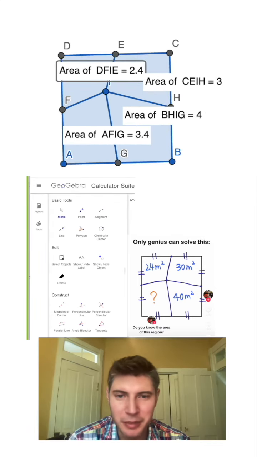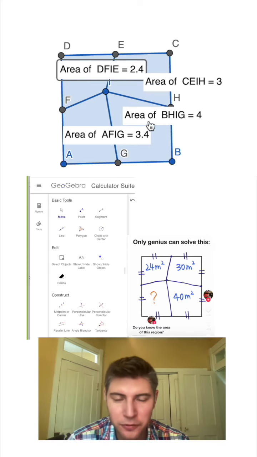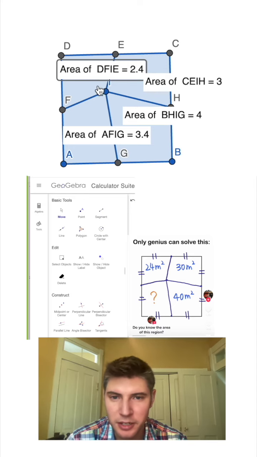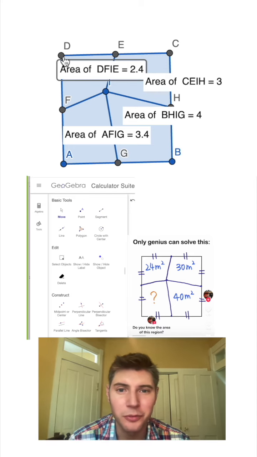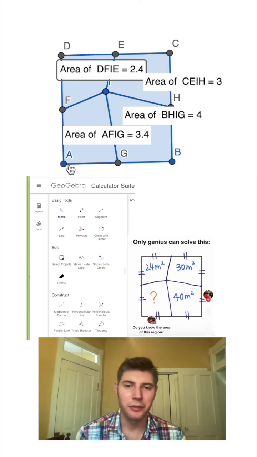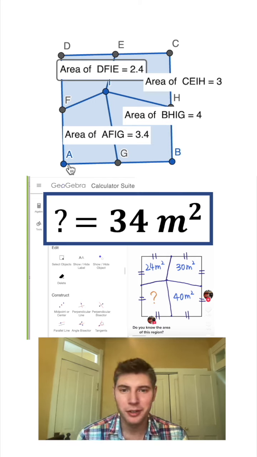All right, so it took me a minute, but now I found it. This one has an area of 4, or we'll call 40. This one has an area of 3, or we'll call 30. And this one has an area of 2.4, or we'll call 24. So this one says it has a 3.4. The answer to the question is 34. How exciting.